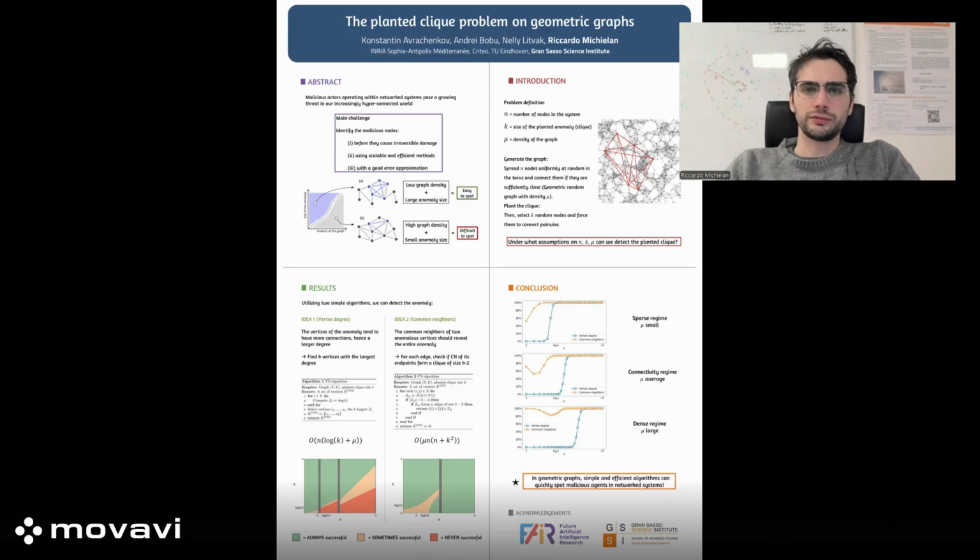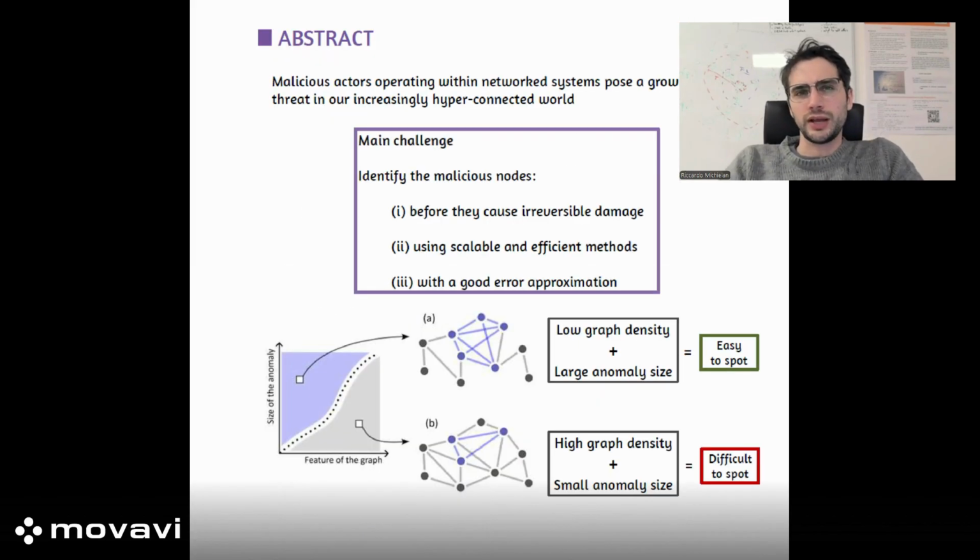So let us start with a little bit of motivation. The idea is that malicious actors operating within network systems are posing a growing threat in an increasingly hyper-connected world. The main challenge then is to identify these malicious nodes before they cause irreversible damage to the network, using scalable and efficient methods, and at the same time committing very few mistakes.